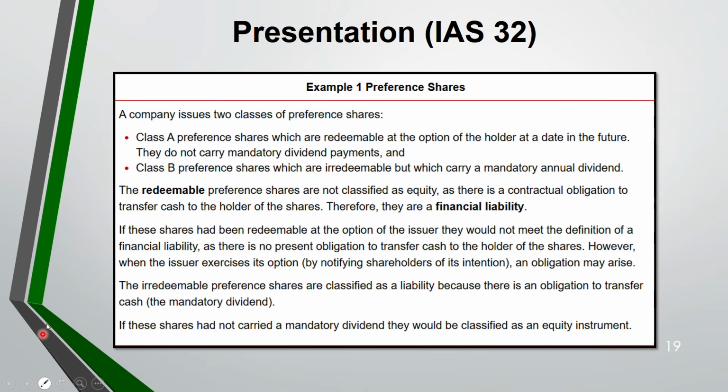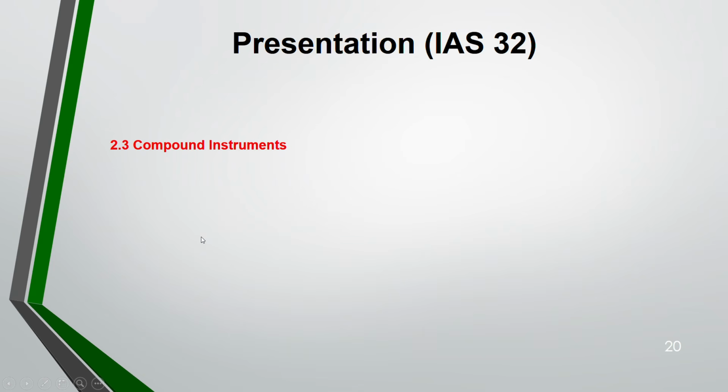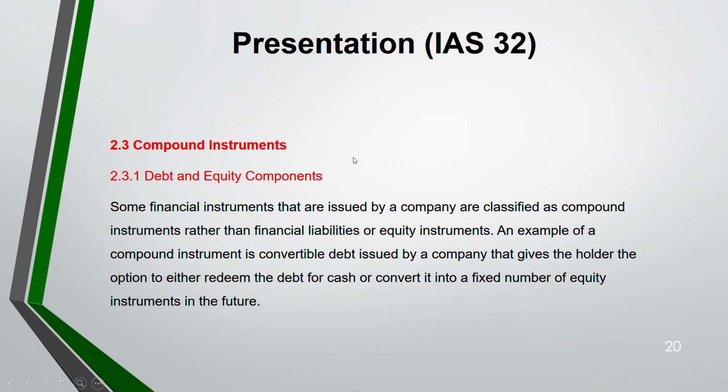Now, compound instruments. Most of the time in IAS 32, what is tested is compound instruments, where you have to separate the debt and the equity component. Okay? That means it has both the features of liability and equity in one component. One very famous example of a compound instrument is convertible debt, where you can convert your debt to equity. That gives the holder the right, the option to either redeem the debt for cash or convert the debt into a fixed number of equity shares.